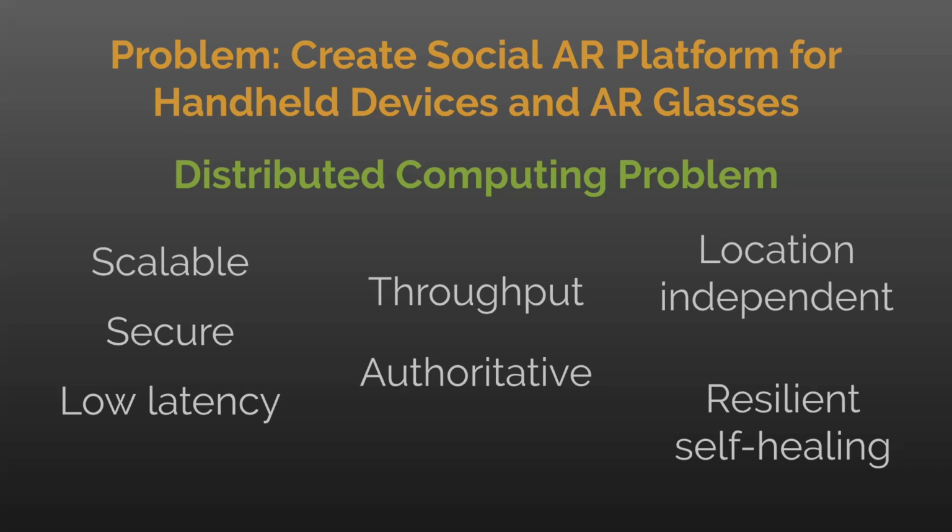And we also run in what's called an authoritative environment, where the services are the final say, and they make sure that users can only do what they're authorized to do. And we're also very interested in the location independence of the services, and we want a system that's very resilient, self-healing. We don't have to just constantly be monitoring it.